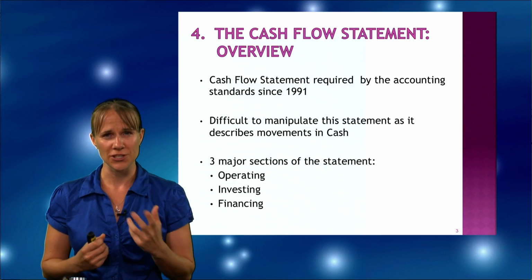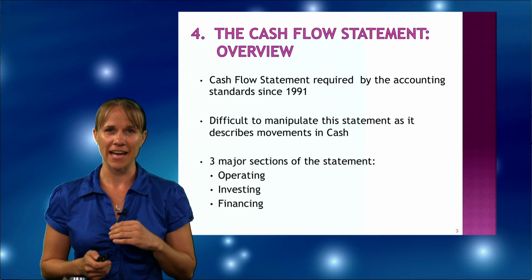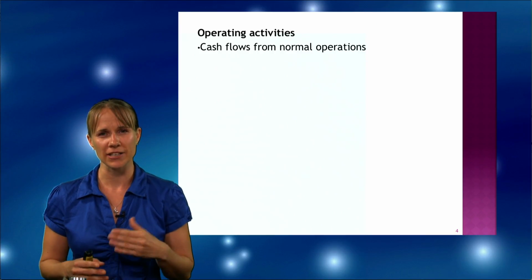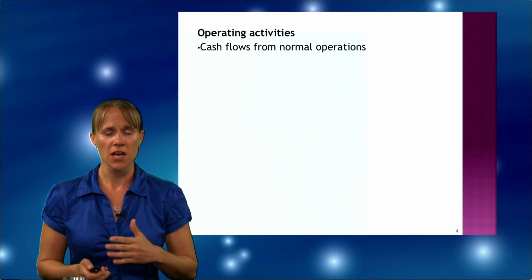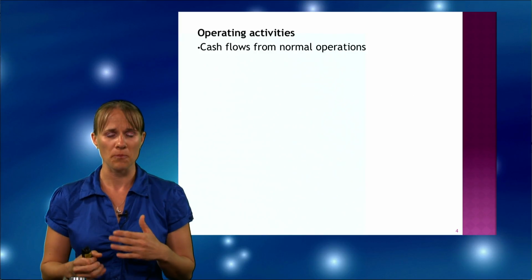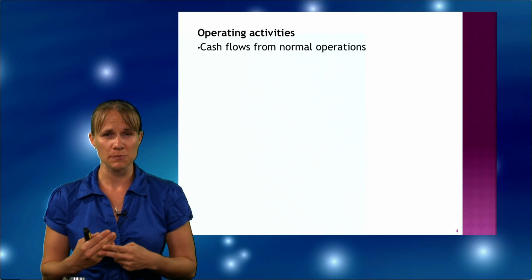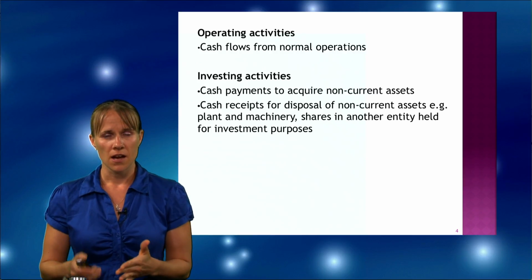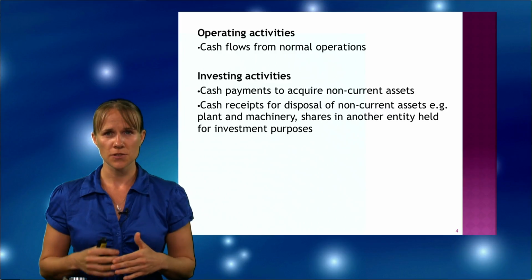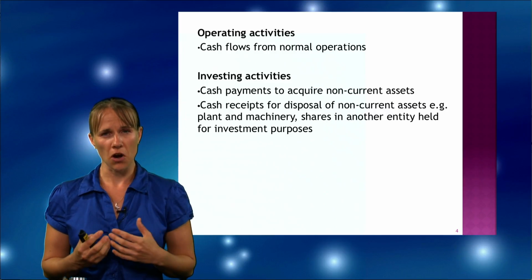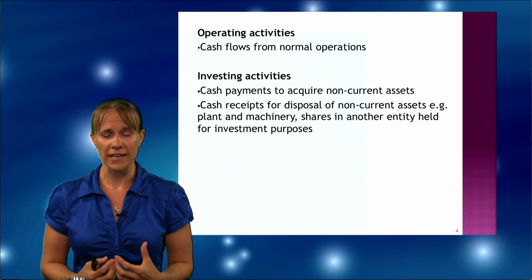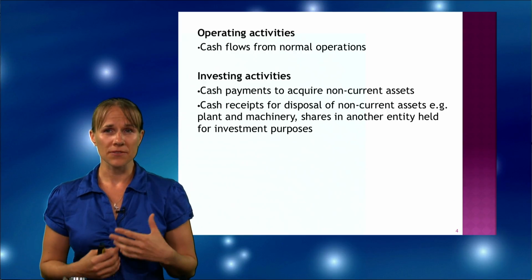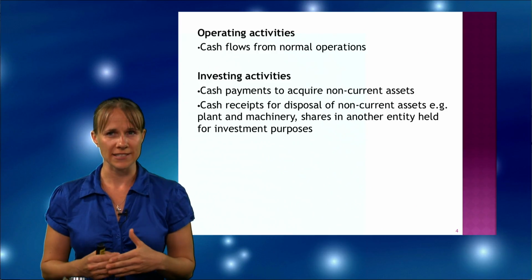So 3 major sections, as we know: operating, investing, and financing. With your operating activities, what's included here are your cash flows from your normal operations. So these are things that come through from your revenues, from your expenses, from your current assets and your current liabilities. Your investing activities. So here we include items like cash payments to acquire non-current assets and also cash receipts for the sale or disposal of non-current assets.